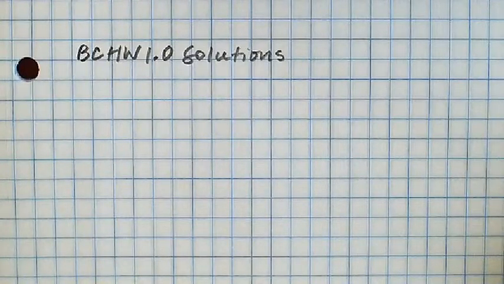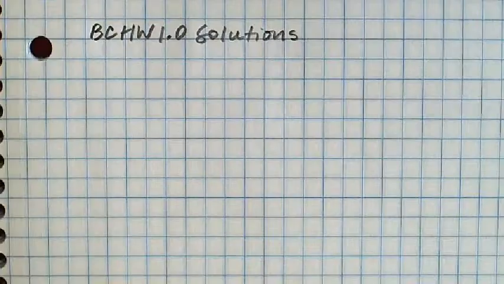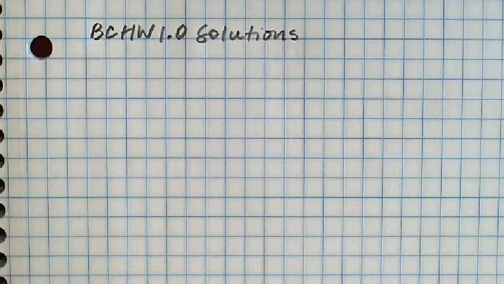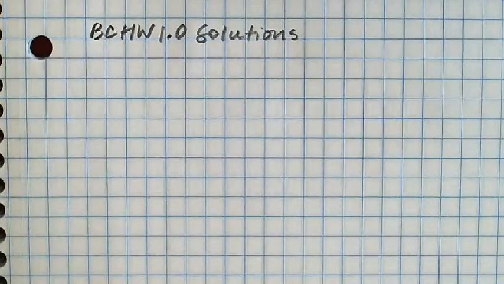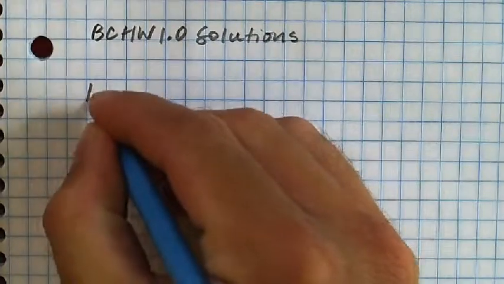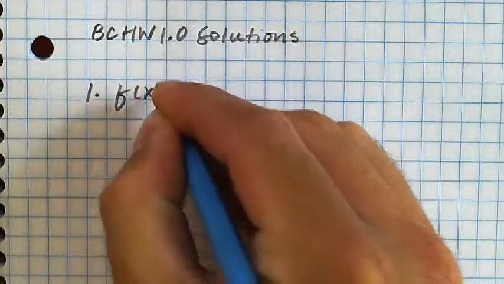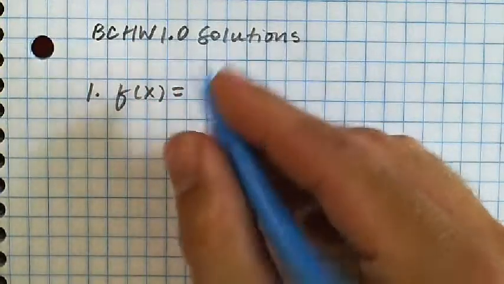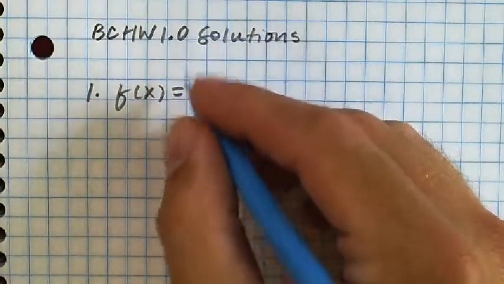Okay, so these are the solutions to the first set of problems that I put out on the first day of school, the kind of pre-cal review topics. All right, so the first one is asking about this function f equaling 6x squared, 6x, and negative 12.